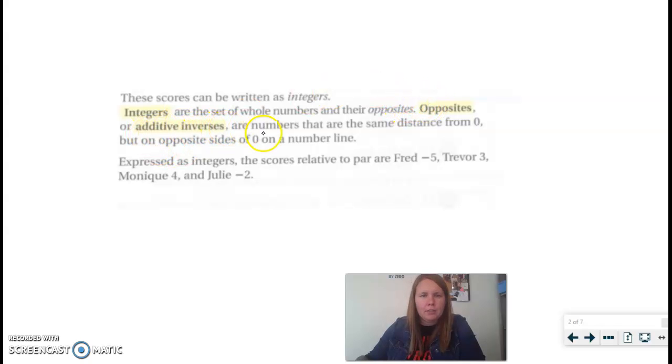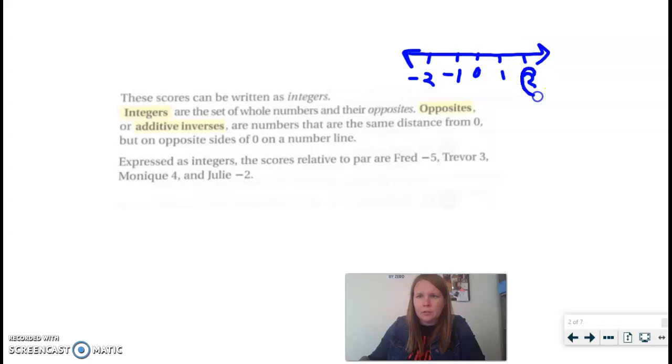Opposites or additive inverses are numbers that are the same distance from 0 but are on opposite sides of the number line. So if I wrote out a number line here, I have 0, maybe I have 1, 2, I have a -1, a -2. An opposite or an additive inverse of something like 2 would be the same distance away from 0 but on the other side. So the distance from 0 is 1, 2. If I wanted to go the other direction, 1, 2, its additive inverse or its opposite is then the negative version of that number, -2.